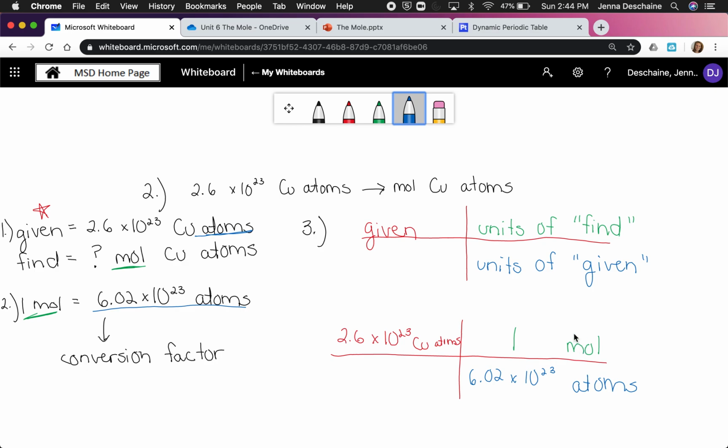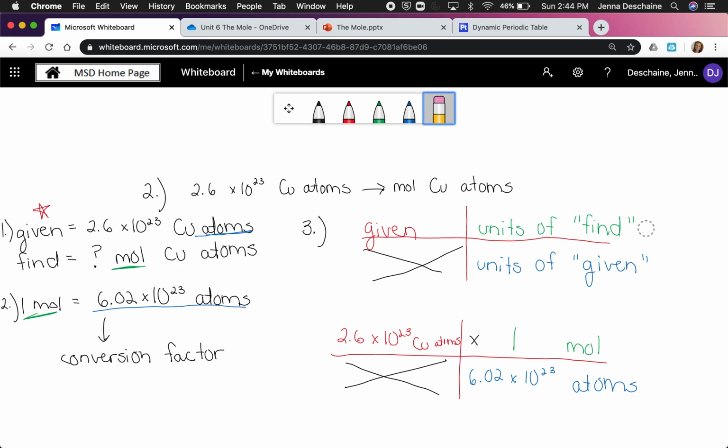So what I need to do now is just do this problem out. First I'm going to multiply the top together. Remember, we don't really need this bottom one right here. I'm going to multiply these two values first, the 2.6 times 10 to the 23rd and the 1, and then whatever the product is, I'm going to divide by 6.02 times 10 to the 23rd. So 2.6 times 10 to the 23rd times 1 is just 2.6 times 10 to the 23rd.